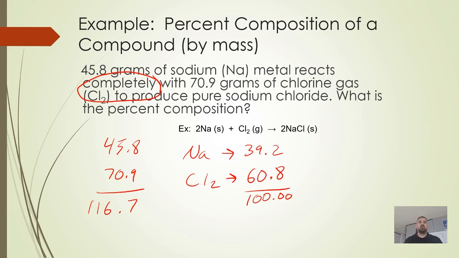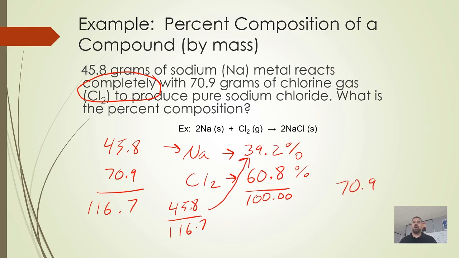All right, so that's our percentages, and the percentage is just part divided by whole. So for sodium, we did 45.8 divided by 116.7. That's what gave us this number. And then 70.9 divided by 116.8, that gave us this number. All right, let's move on.